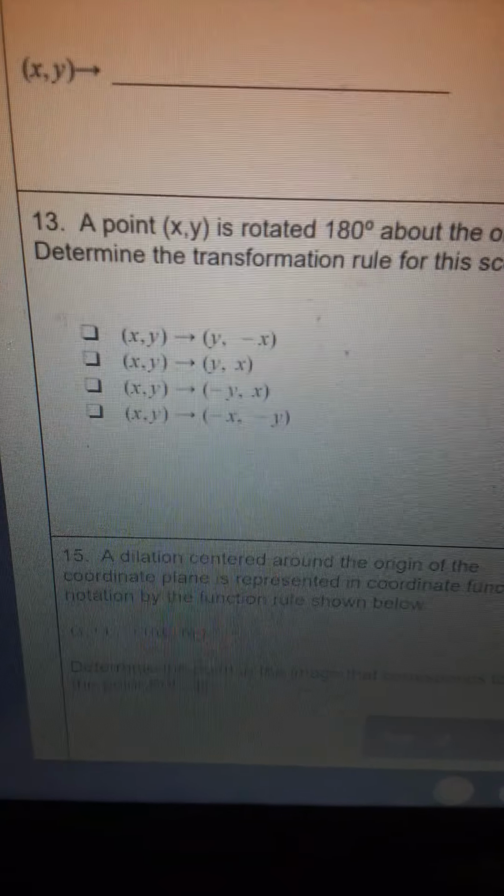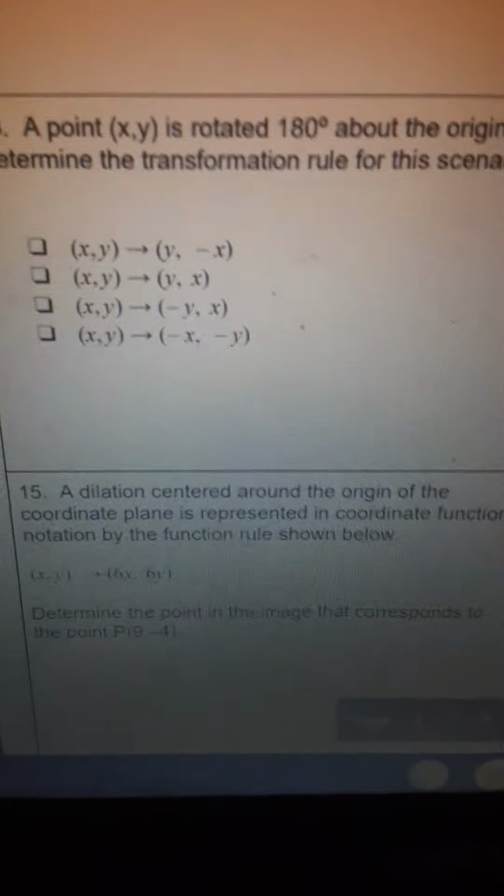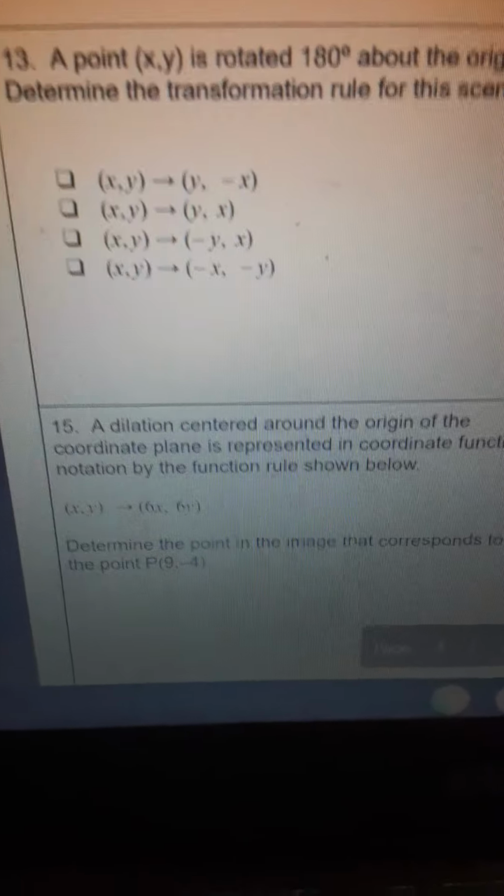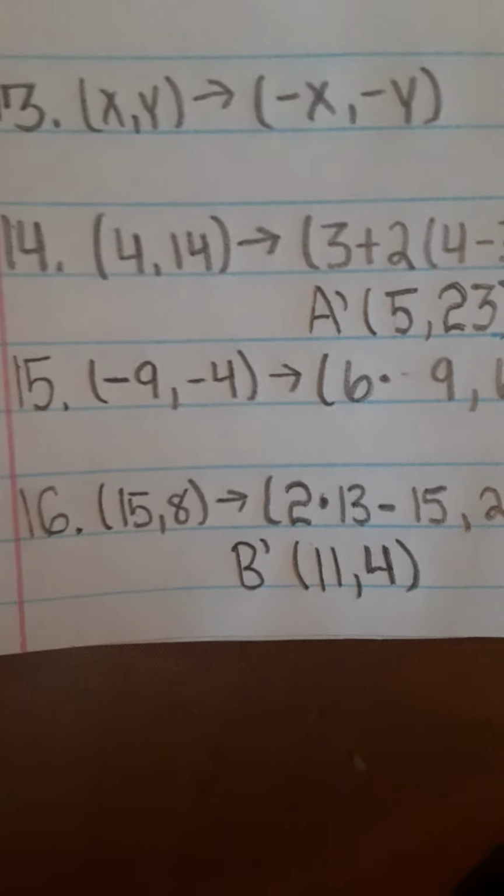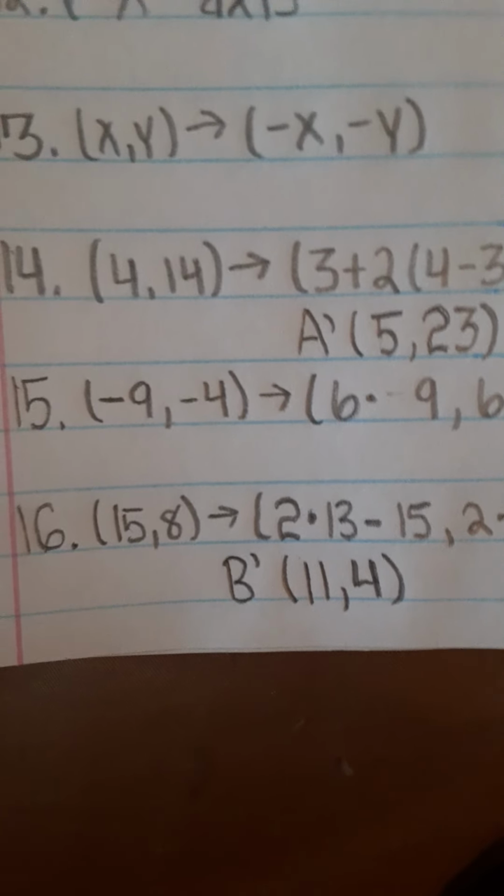13. The point x, y is rotated 180. Basically just telling you, what is the rule, which I already explained. It's negative x, negative y. So number 13, negative x, negative y.